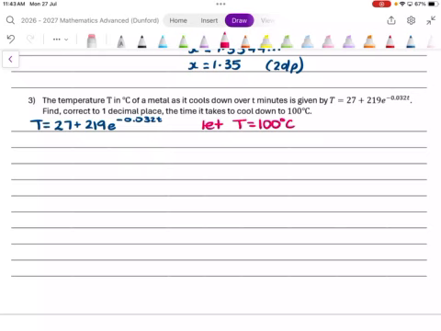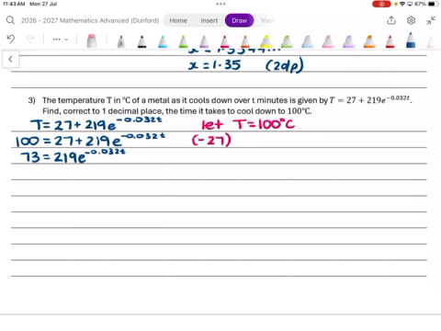So what we will have is 100 equals 27 plus 219 e to the negative 0.032t. What we are finding is t, we're finding time. So we need to rearrange this to make little t the subject. So what we need to do first is minus our 27 from both sides, leaving us with 100 minus 27 is 73, equals 219 e to the negative 0.032t.